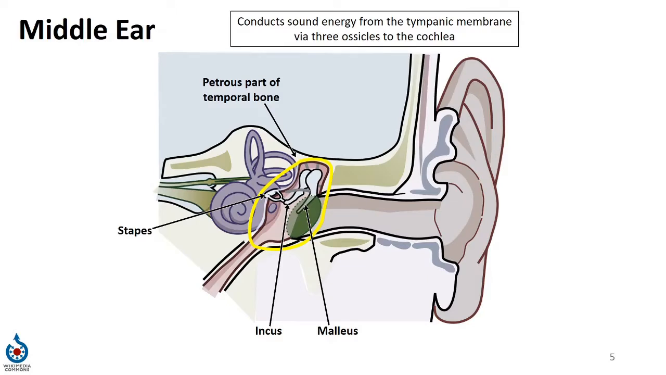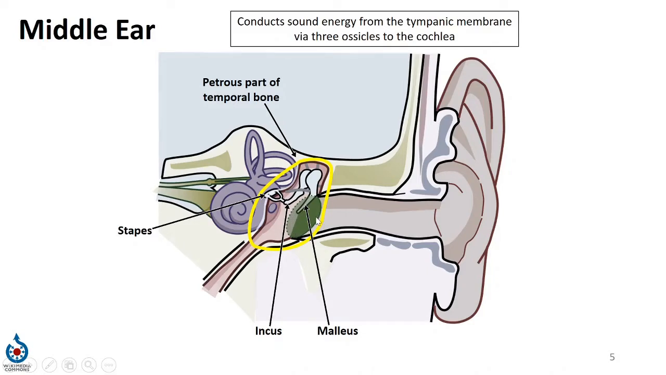Now let's move into the middle ear. Here we're conducting that sound energy that came through vibrations in the air through that tympanic membrane into the ossicles. So now the ossicles are going to carry these vibrations from the tympanic membrane toward the internal ear, toward the cochlea.